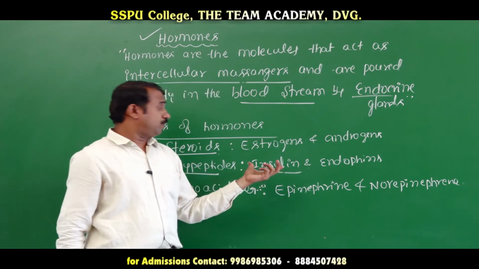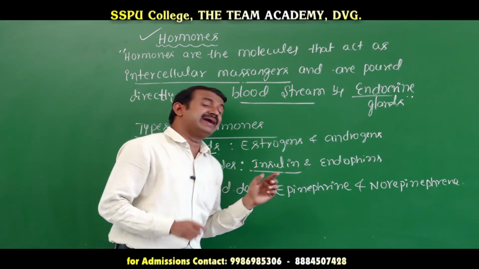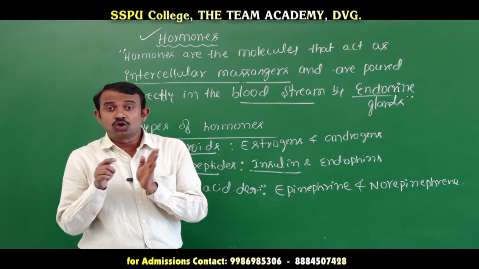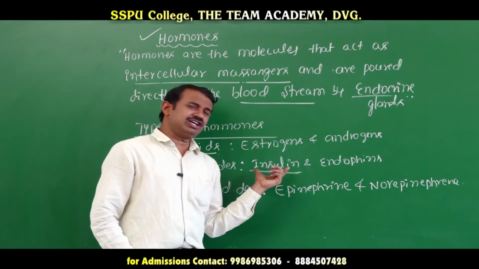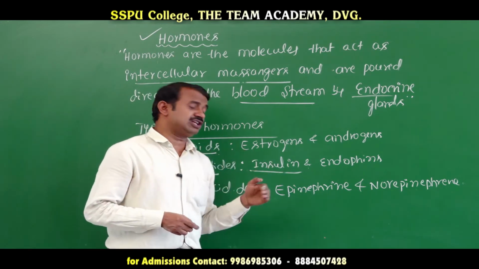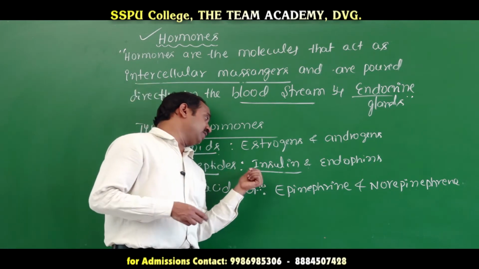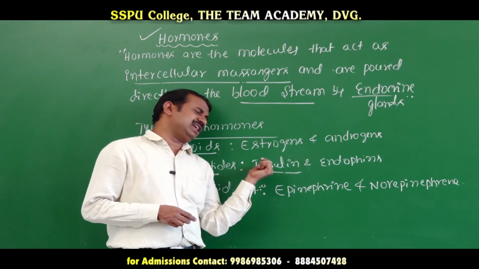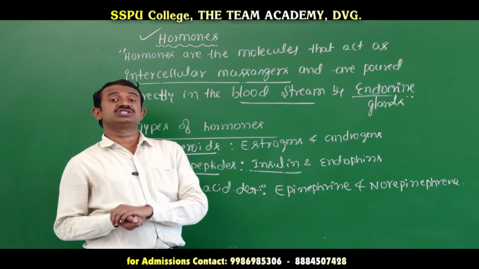Insulin is a protein which contains 51 amino acids. It will maintain the glucose level in blood. When insulin is present, glucose is converted to glycogen. If insulin is not there, the glucose is not converted to glycogen, and the glucose directly enters the blood.